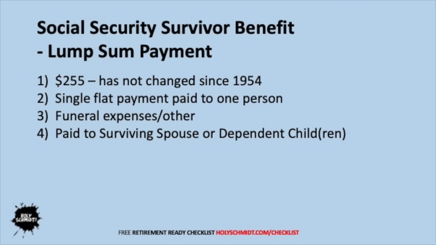First, the lump sum payment of $255 hasn't changed since 1954. It hasn't been indexed into today's dollars like a lot of Social Security payments, so it's just a flat check effectively for $255. That's about $3,000 in today's dollars if it had been indexed along the way.